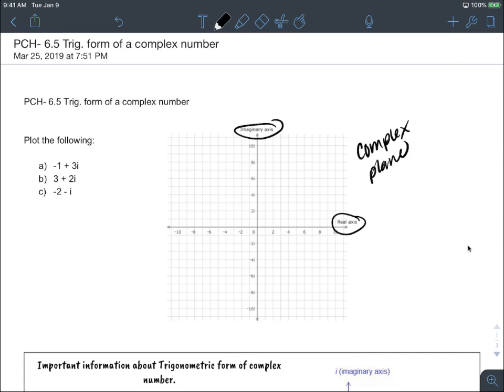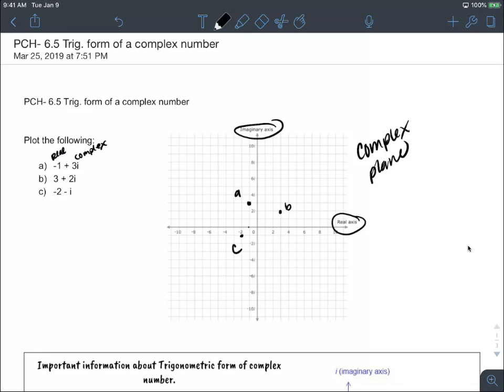So -1 is the real component and 3 is the complex component. So we're going to go -1 and then up 3. 1, 2, 3. Okay. This is point A. And B, we're going to go ahead and do 3 positive, 1, 2, 3, up 1, 2. That would be B. And point C would be -2, -1.